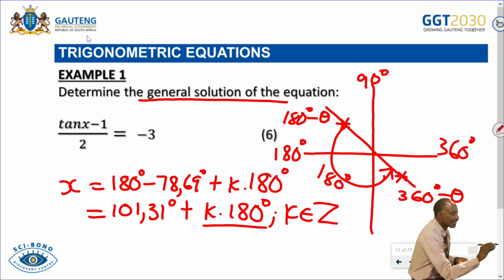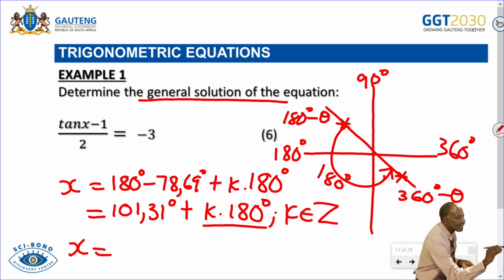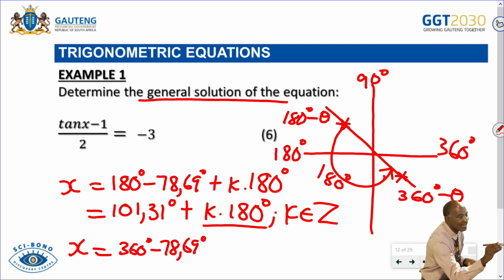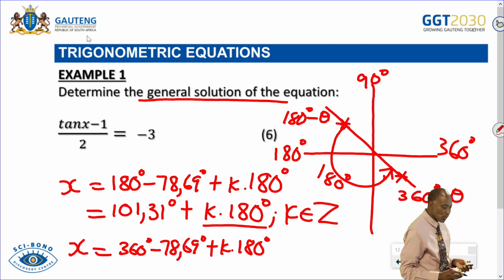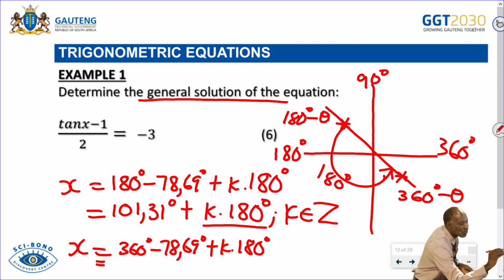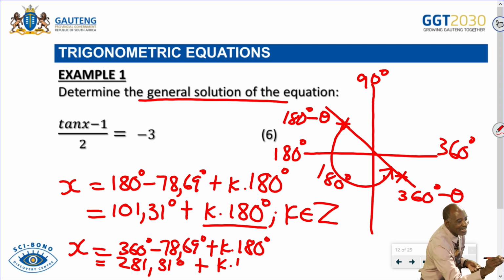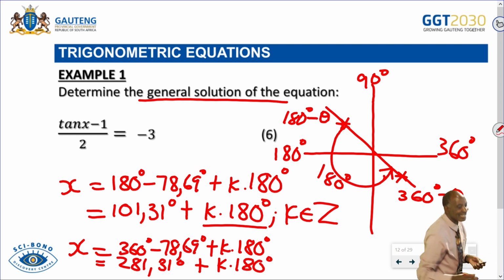For instance, a learner who goes on to say 360 degrees minus 78.69 degrees plus k times 180 degrees, which is the period in tan. When you subtract those two, you are going to get 281.31 degrees plus k times 180 degrees.